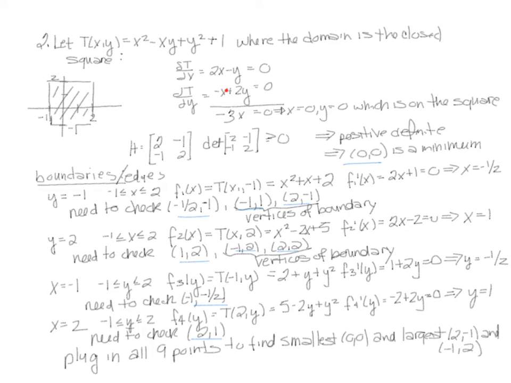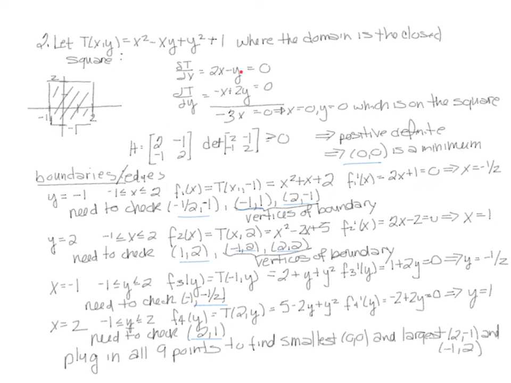I multiply this by 2 and add everything together, and I get -3x equals 0, which means x is equal to 0, which implies that y is equal to 0, which is in the square. Since you're looking at a limited domain, you do want to verify that it's in the domain you're looking at. So now I can do my Hessian.